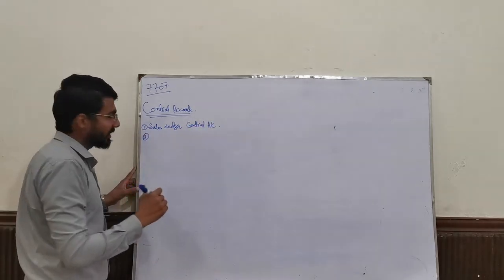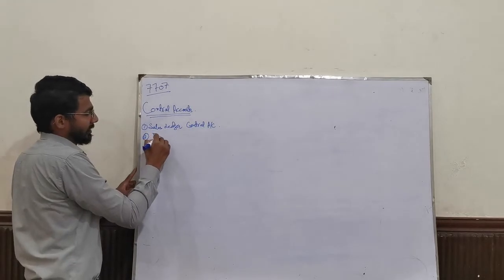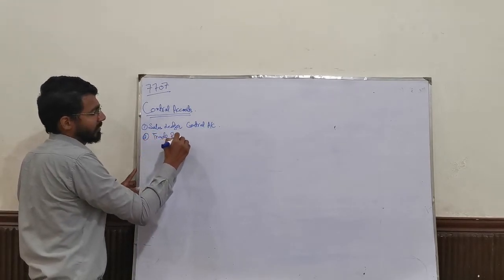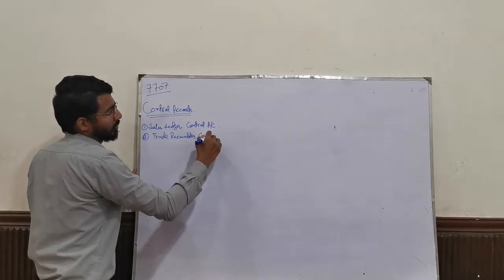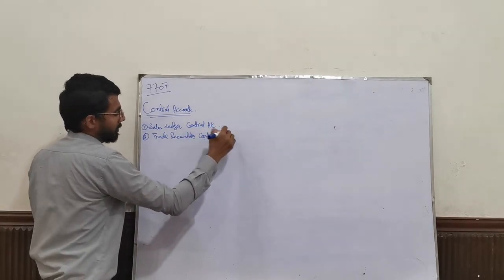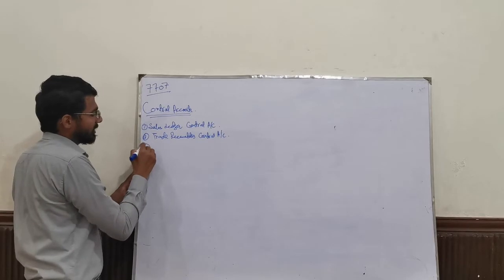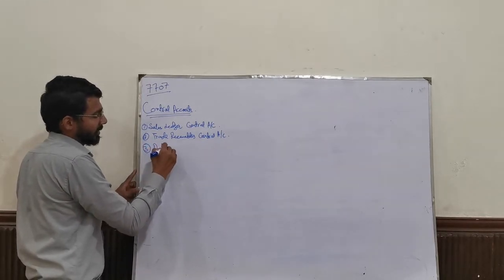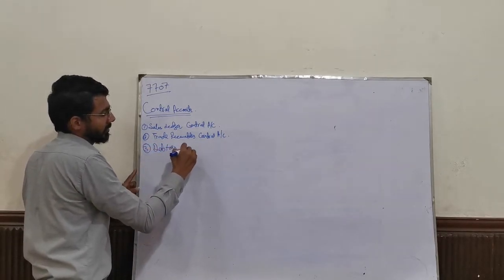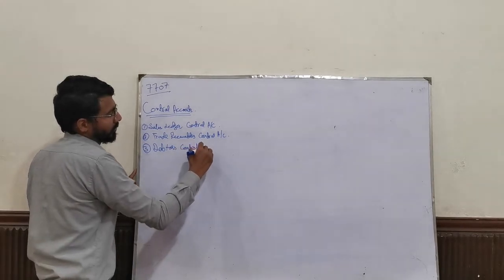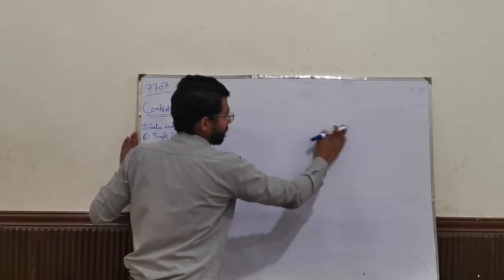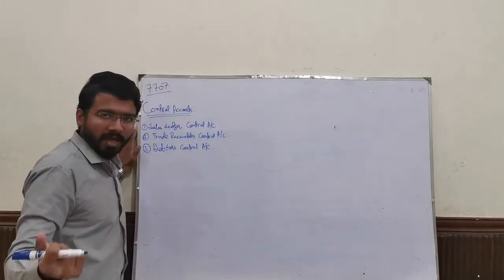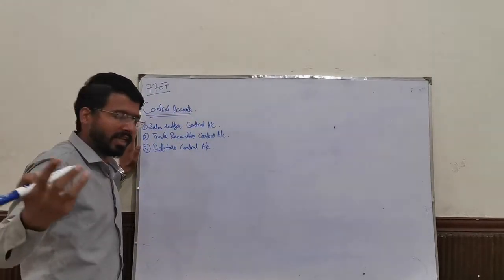The second one is trade receivables control account, and the third one is debtors control account. On the other hand, when it comes to the payable side, once again we have three names.